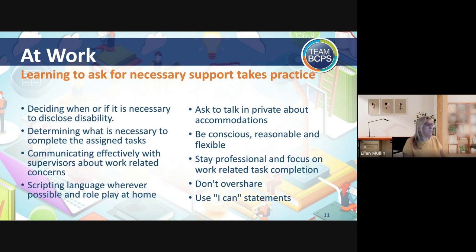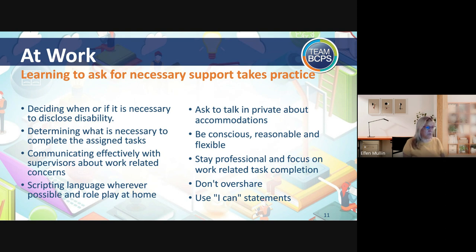Okay. They do need to determine what is necessary to complete assigned tasks. If they are not sure how to break that down, they may need to ask somebody, what are the different steps? Do you have a list that I can use while I'm learning? And a lot of places do, because a lot of teenagers struggle with this. But this is a skill that's going to go beyond just their first job. This is something that's going to be with them for the rest of their lives.